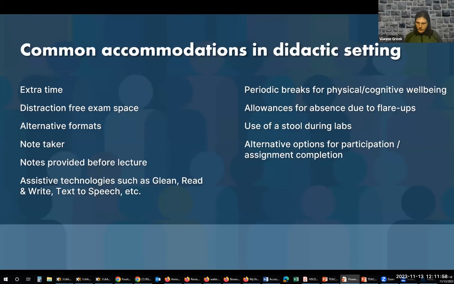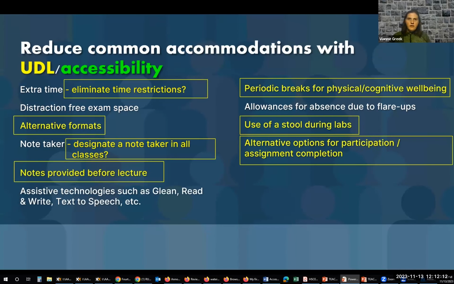So this first slide shows the 10 accommodations, which include extra time, the use of stools during the labs, periodic breaks for physical and cognitive well-being, and the need to provide notes before the lecture. The second slide shows what would happen if we made changes to the course to where we could eliminate possibly up to 7 of these 10 accommodations.